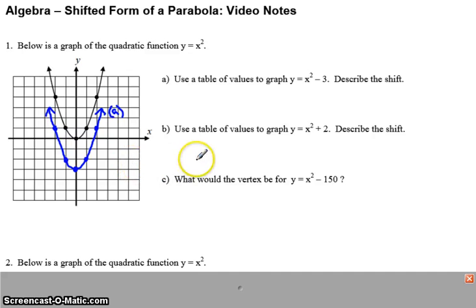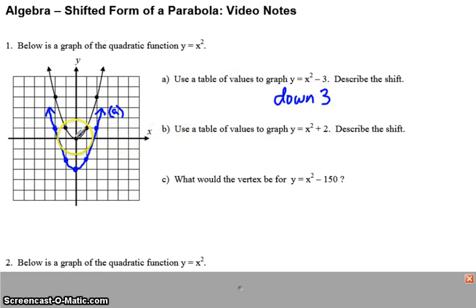Now that we remember this rule, the plus 2, what do we think that's going to do? Well, that's going to move it up 2. So, well, first of all, I forgot to describe the shift here. This is down 3. Alright, so now let's go to the plus 2. The plus 2 I'm going to do in red here.